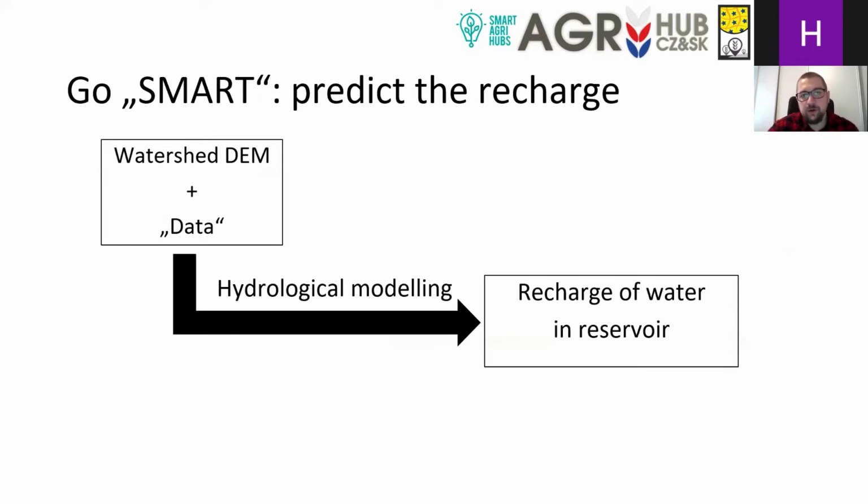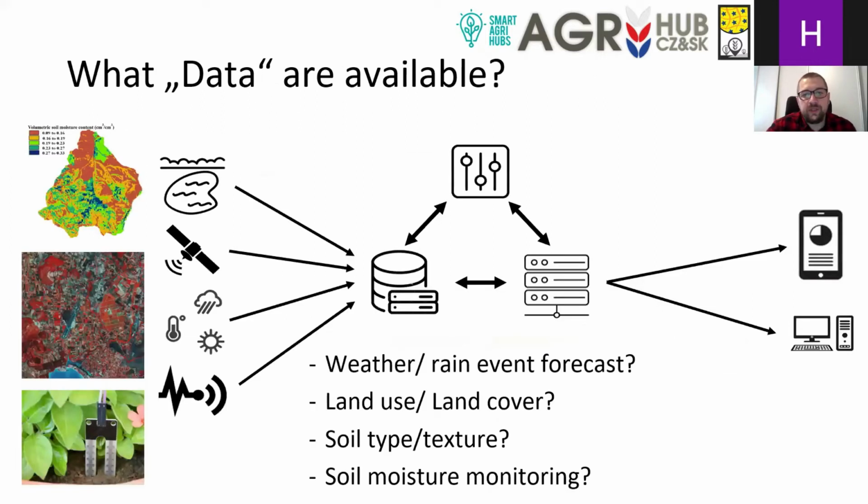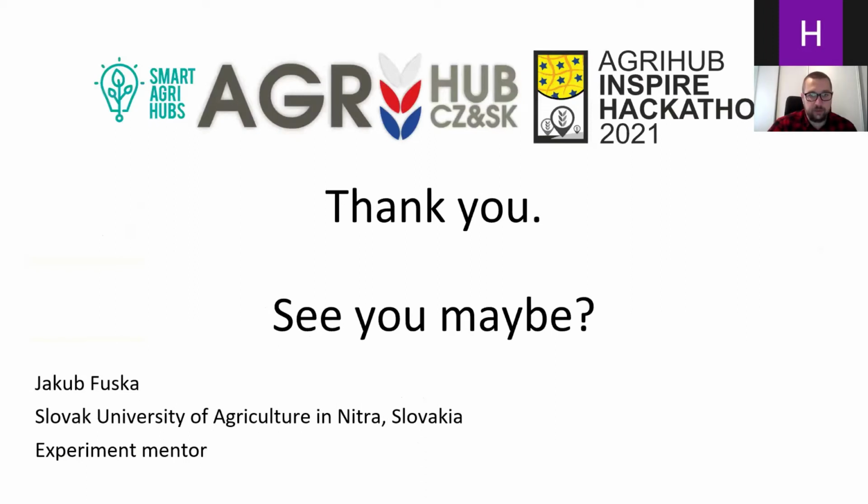Then we try to go a bit smarter with the hydrological modeling, incorporating the weather forecast, land use and land cover, soil type and texture data, or soil moisture monitoring. Those parts are dealing with the data that can be provided from various data sets. Some of them are available openly. So this would be the task that we are going to deal with.